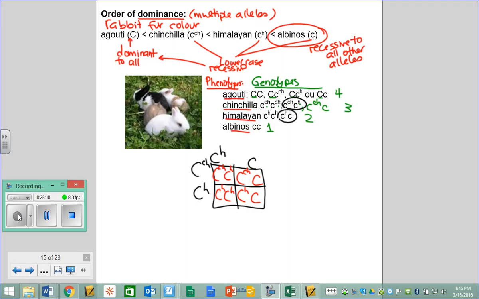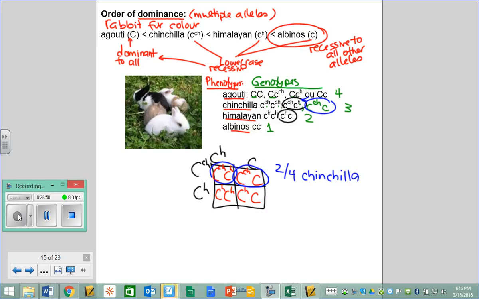So hopefully you were able to fill in the square, but perhaps figuring out the phenotypes is the more challenging part. Since you have the list up here of which genotypes give which phenotype, we'll just match them up. This organism here has a CH and an H. That matches up with chinchilla. The next organism on the top row has a CH and a C. That also matches up with chinchilla. So I'm going to have 2 out of 4 chinchilla.